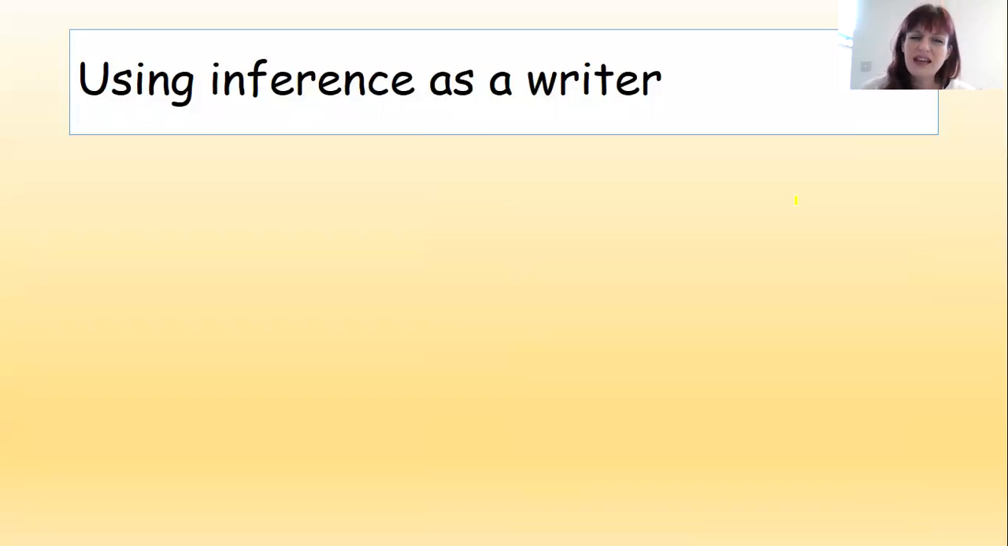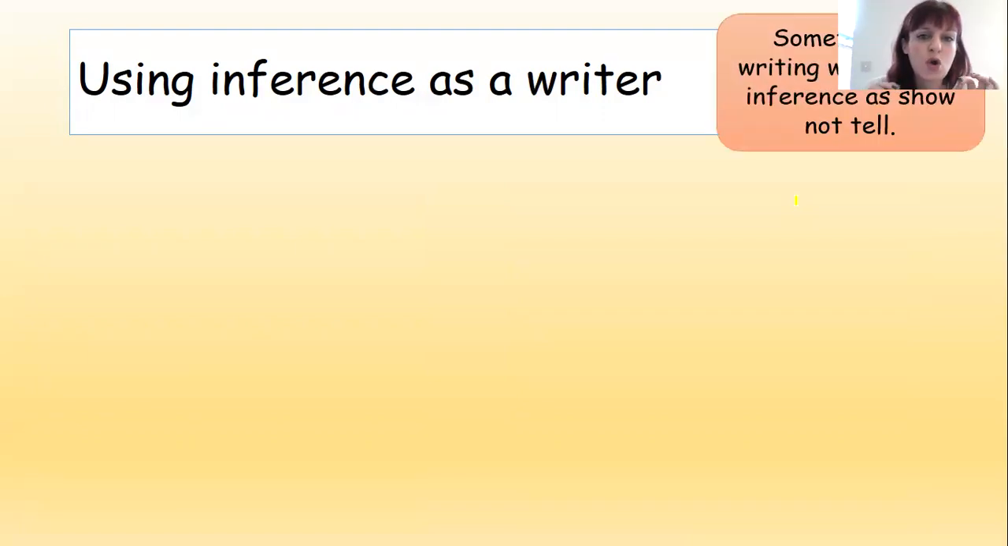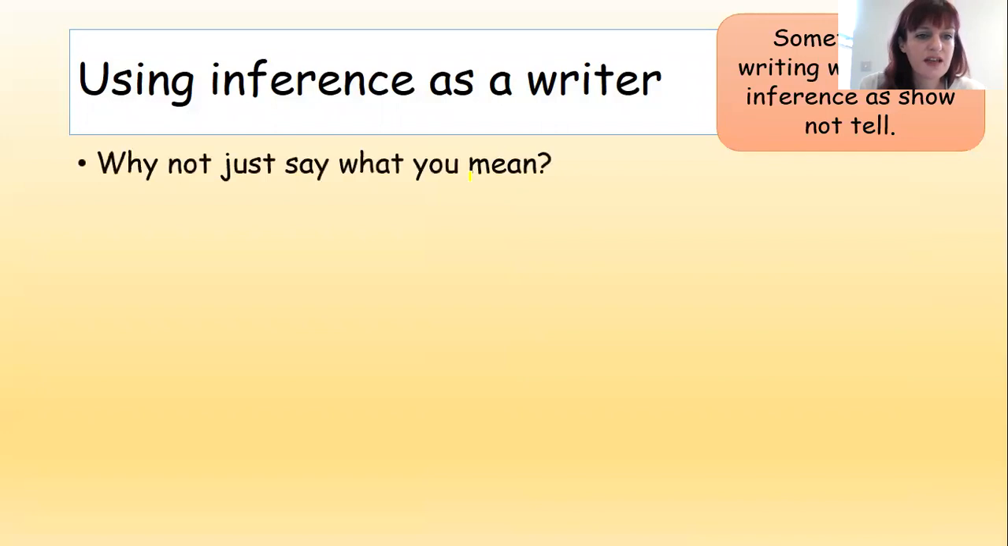But how about using inference as a writer? Now, you might think, well, hang on, Mr. Ferguson, we don't use inference as writers. Yes, we do, but previously, lower down the school, you might have called it show, not tell. Show, not tell is inference. It's the same. But we call it inference in reading, and we tend not to in writing, and I don't know why, so we're going to call it inference. So let's have a look at using inference as a writer.